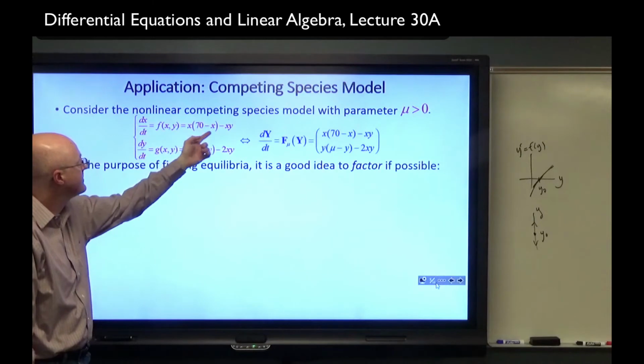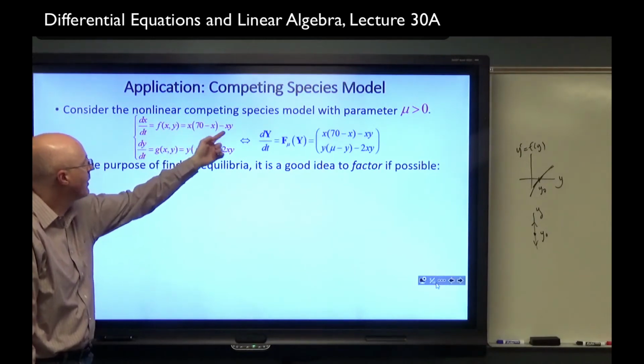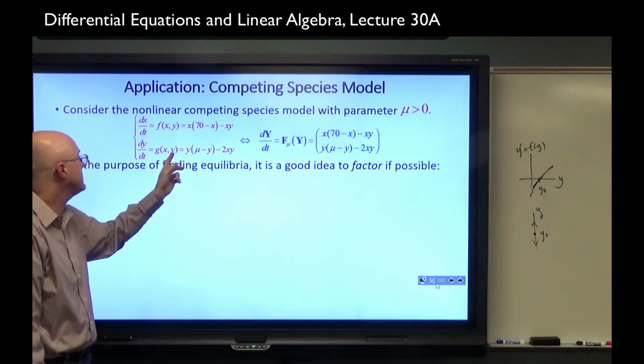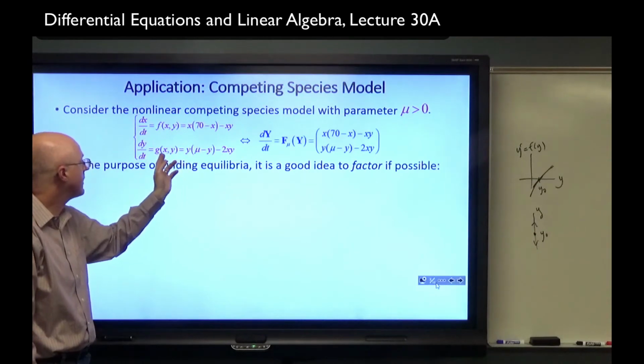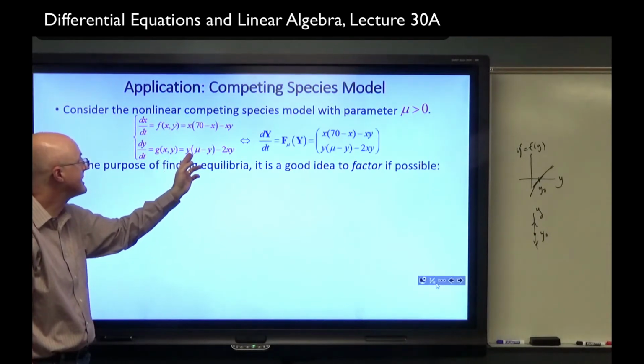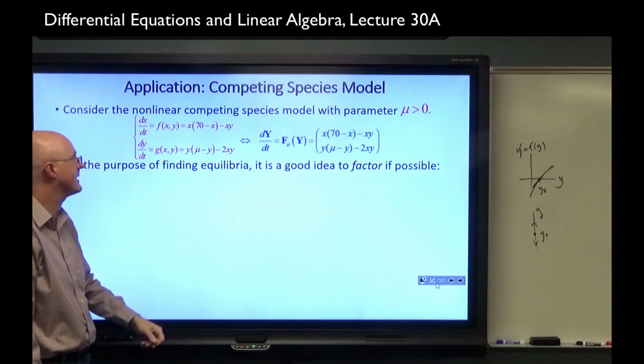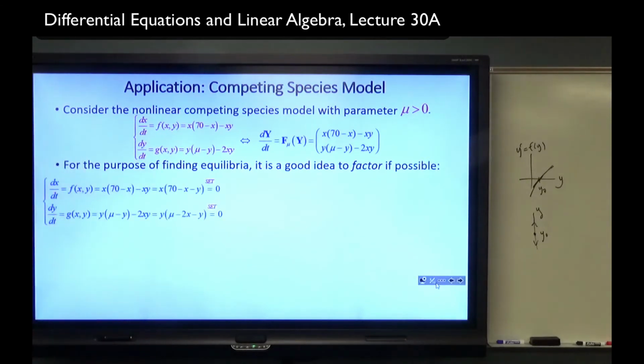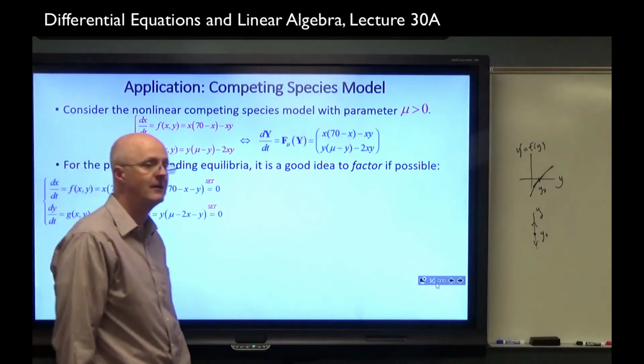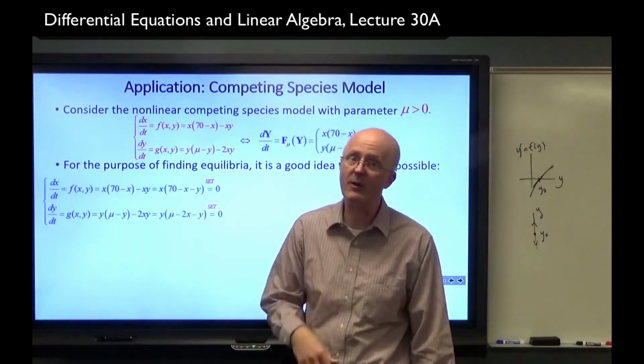The f term has x in both spots. The x can be factored out. The dy dt equation involving the function g of x, y has a y in both terms. A y could be factored out. That's going to help us solve for the equilibrium points. Okay? There are going to be 4 of them here. 3 of them are pretty easy to find. The 4th one takes a little work.